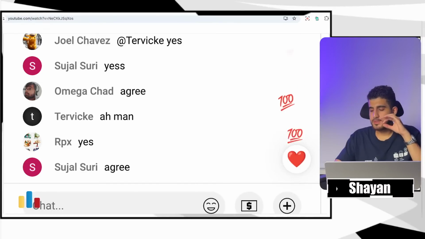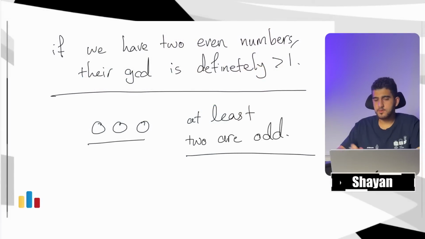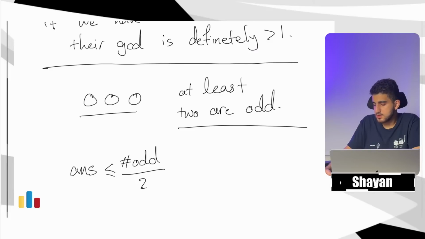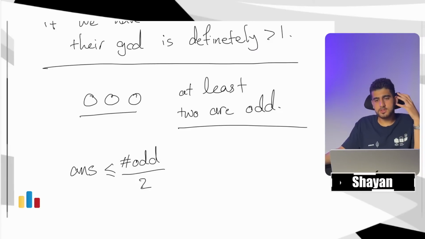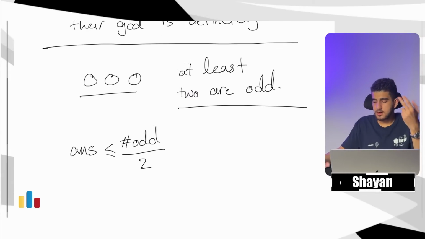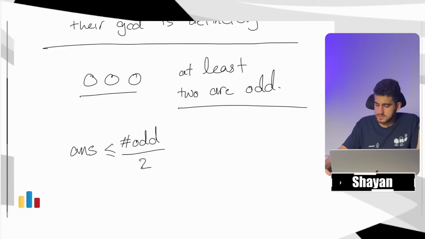Nice. So from each three numbers, at least two of them are odd. And when two of them are odd, what we can say is that the answer is going to be at most the number of odd numbers, CNT of odd, divided by 2. The answer will be at most the number of odd numbers divided by 2. It cannot be greater than that, because each of the groups consumes 2 of my odd numbers. When it consumes 2 of my odd numbers, the number of operations that I can have is at most the number of odd numbers divided by 2. And it's definitely the floor of this.